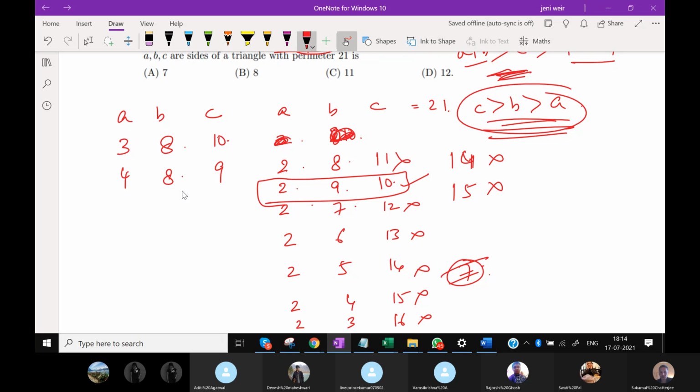Okay. If this is 5, then this has to be 16. Sir, 9 and 7. So couldn't we take 2, 10, 11? 2, 10, 11. 2 plus 10.